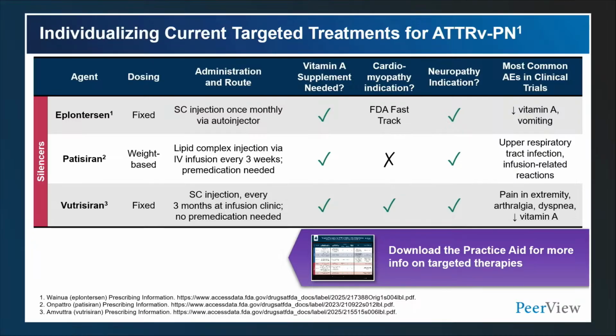But the trial has not been completed with eplontersen, and the trial with patisiran was not felt by the FDA to be enough to get it approved. Remember, all of these medications are interfering with the TTR production, which transports vitamin A, so the recommendation is to supplement people with vitamin A. Most of the other side effects are really minor, so we don't really see them that much in our patients. Sometimes pain, arthralgia, and so forth.